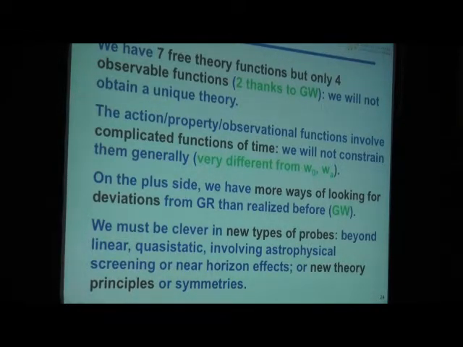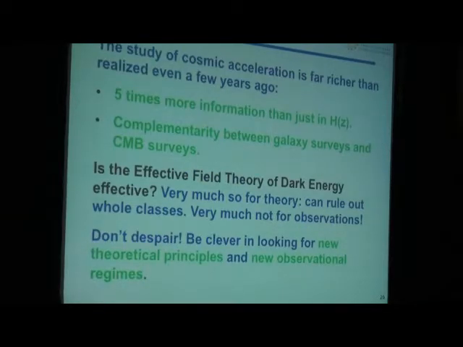That means we really have to understand nonlinear physics. Very difficult. As we go to very large scales, beyond the quasi-static approximation, near horizon scales, then again, you get new functions that come in, and you will have extra information. As you go to astrophysical scales, the details of the screening mechanisms of the gravity also give you additional information, and so that's hopeful as well. On the theory side, if you come up with new theoretical principles, new theoretical symmetries that can constrain your effective field theory, then again, that allows you to reduce the number of functions.